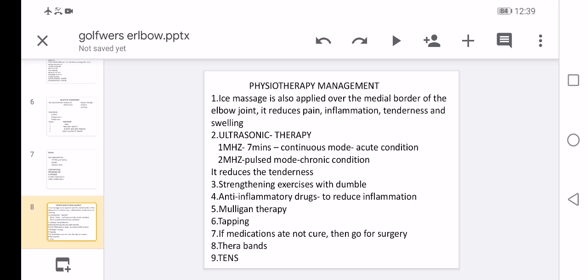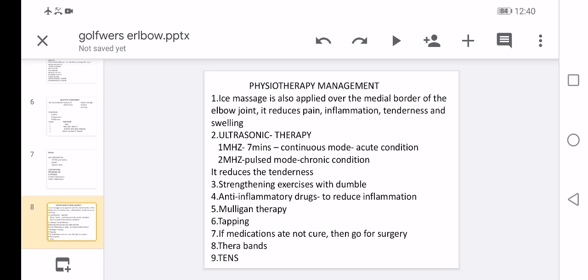You can select 3 megahertz pulse mode in chronic conditions. It can reduce the tenderness, and you can use the intensity from 0.75 to 1.25 watt per centimeter square. You can use strengthening exercises with a dumbbell, and you can also use anti-inflammatory drugs to reduce the inflammation.